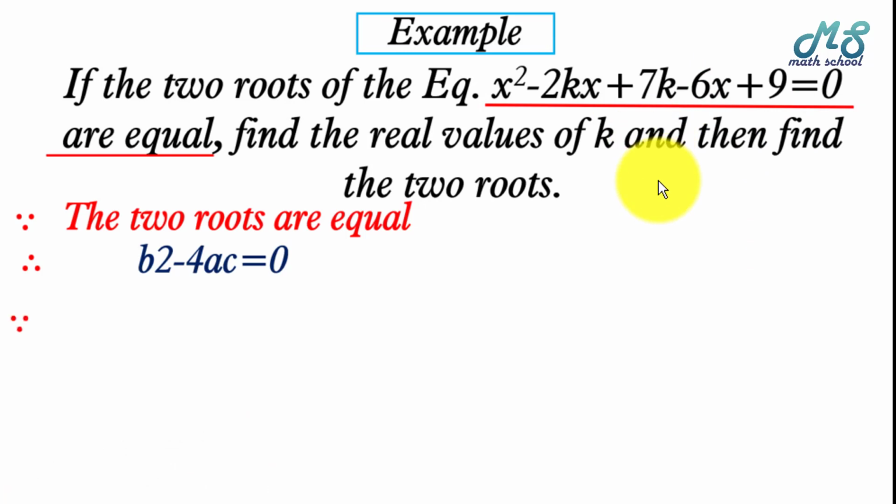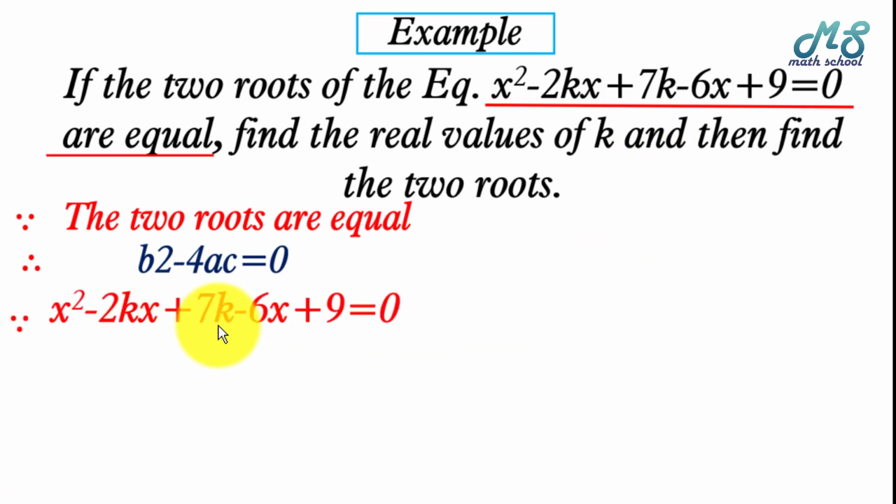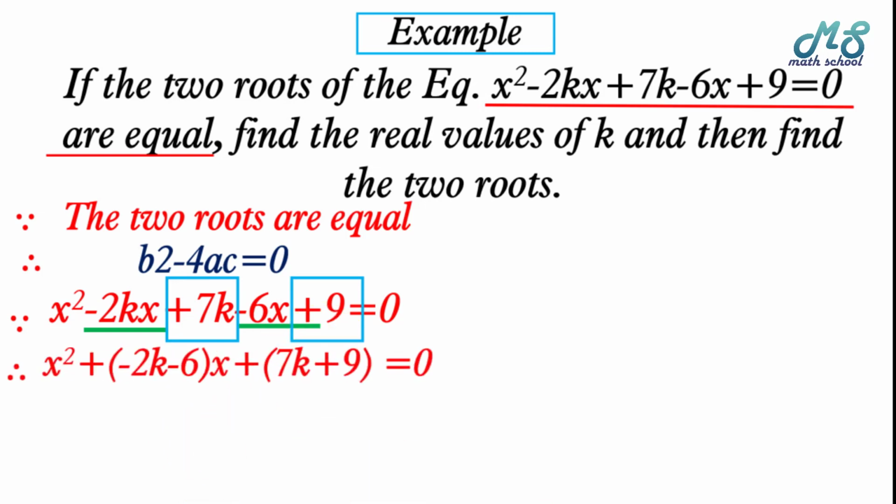We have negative 2kx and negative 6x. Now we have negative 2k and negative 6 times x, and we have 7k plus 9 as the constant. Now we can write the equation as x squared plus (negative 2k minus 6) times x plus 7k plus 9 equals 0. Now we can write the value of a equals 1, value of b equals negative 2k minus 6, value of c equals 7k plus 9.